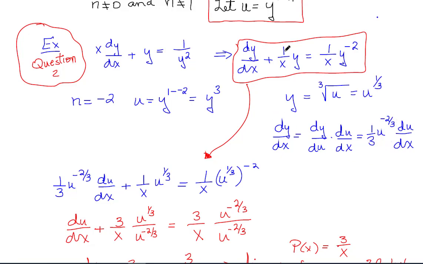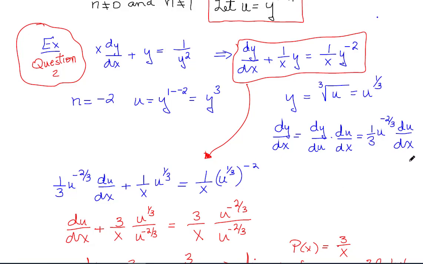So we're going to take our differential equation. I'm going to substitute in what I know now about dy dx, this piece, and I'm going to substitute in what I know about y. All right, so here's the opening part. Here's the part with y. Y is u to the 1/3. My y to the minus 2 is u to the minus 2/3.